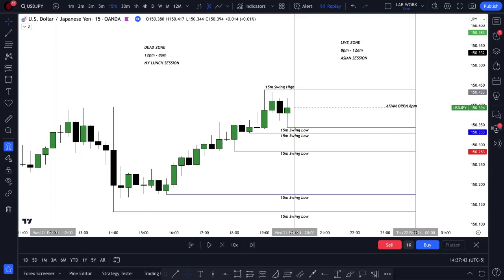We're framing this on the 15-minute time frame. I love to frame it on the 15-minute time frame because it makes things so simple to see. Anything above a 15-minute swing high is buy side liquidity. Anything below a 15-minute swing low is sell side liquidity.